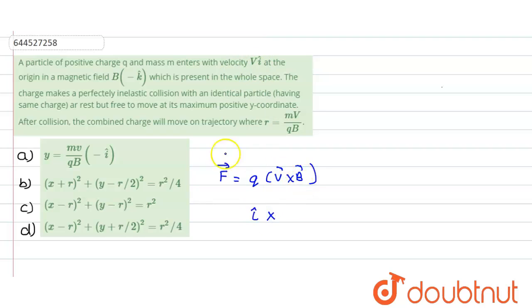So i cap cross B is equal to minus k cap, so it would be i cross k, which is equal to minus j. There is already a minus, and i cross k is equal to minus j, so this would turn out to be j cap. That means the force would be in the positive y direction.